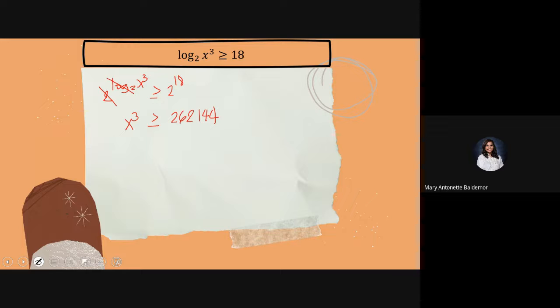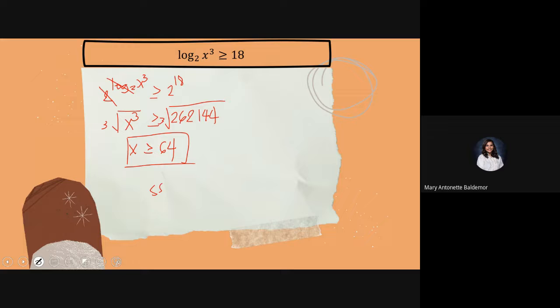Now, to remove the cube here, we have to cube root both sides to get the value of x. It is the same as what we do with square root: we square both sides to remove the square root. So to remove the cube, we take the cube root of both sides. Using our calculator, the cube root of 262,144 gives an x value that is greater than or equal to 64.